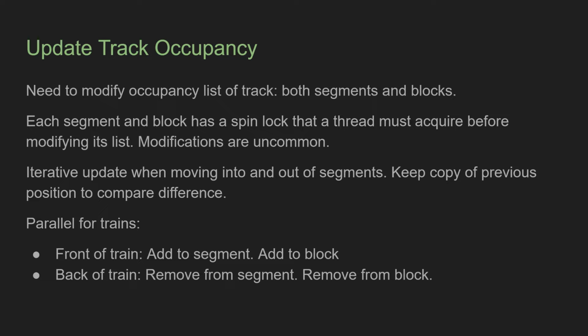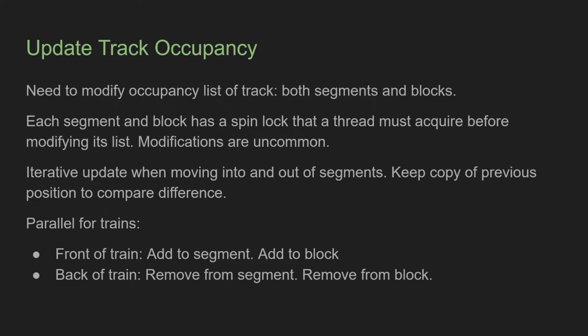Modifications to the list are relatively uncommon, and so there's not a high overhead from acquiring the lock. I iteratively update the occupancy lists, which means that I only modify a list when a train enters or exits a segment or a block. In order to know whether I entered or exited, I also need to keep a copy of the previous position so that I can compare a difference.